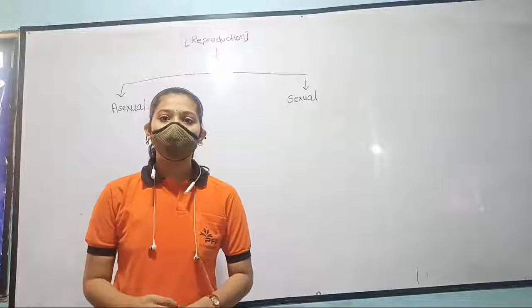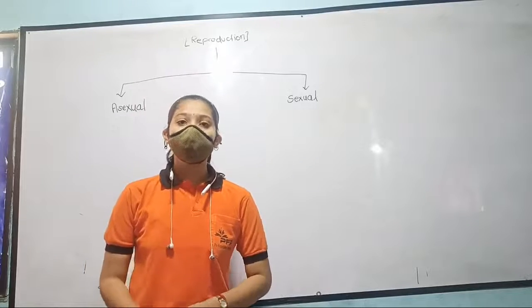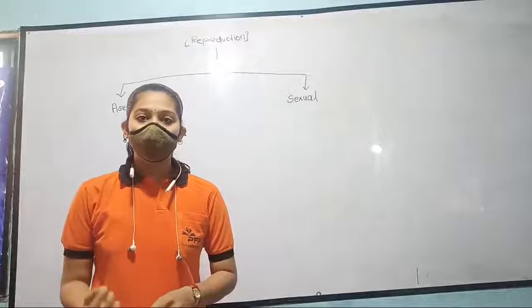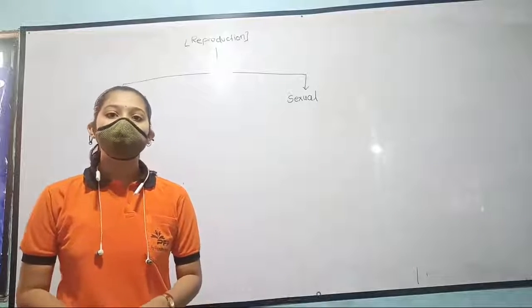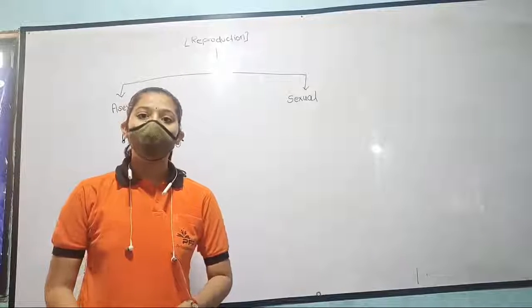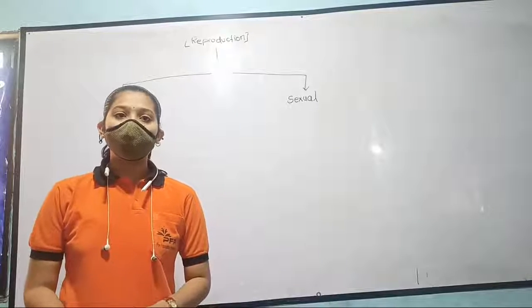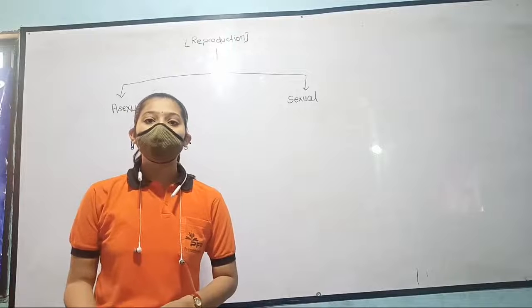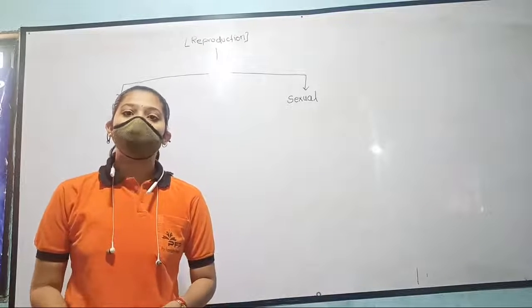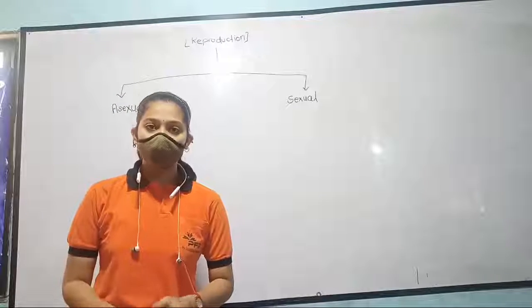Explanation of reproduction in organisms. Before studying the various methods or types of reproduction, firstly we have to know what reproduction is. Reproduction is a biological process in which an organism forms an offspring or new organisms. This condition is called reproduction.